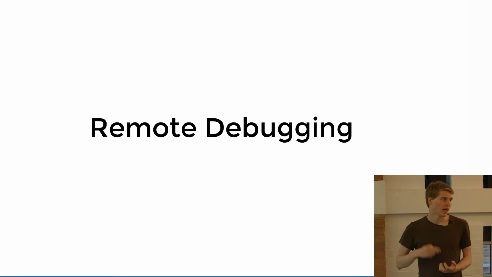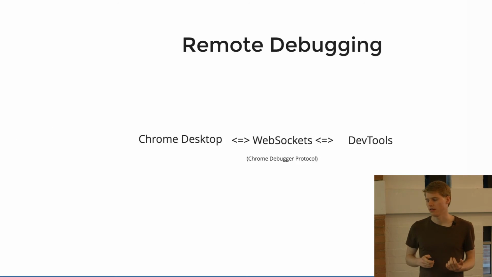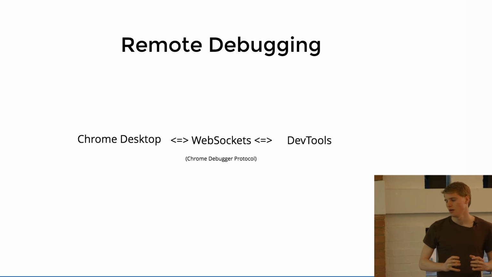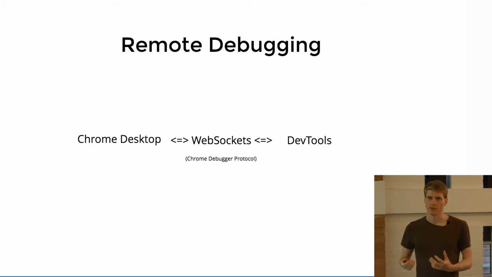The last thing I want to talk about is remote debugging. To understand it, a good way to get started is to understand that DevTools are kind of separate from Chrome Desktop. DevTools is just a web app, so it uses CSS, HTML, and JavaScript to build its UI, whereas Chrome Desktop is a C++ application with V8 and everything. The way this works is that there's a WebSocket connection between the two.